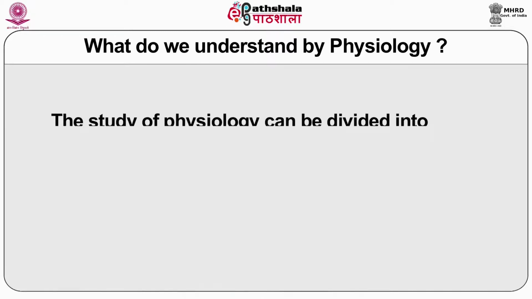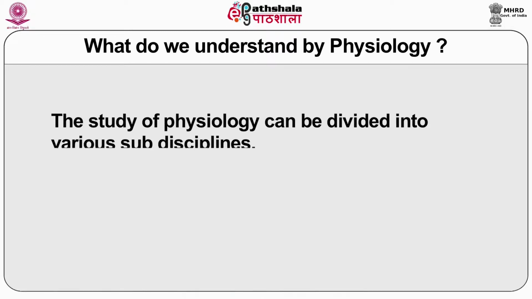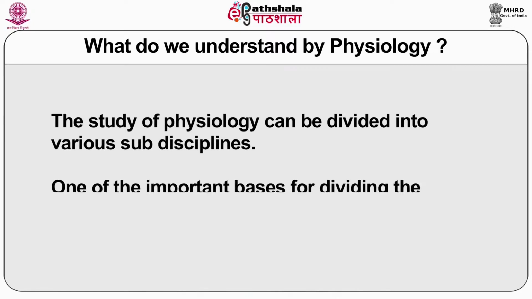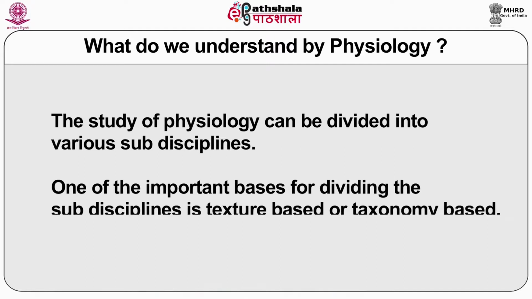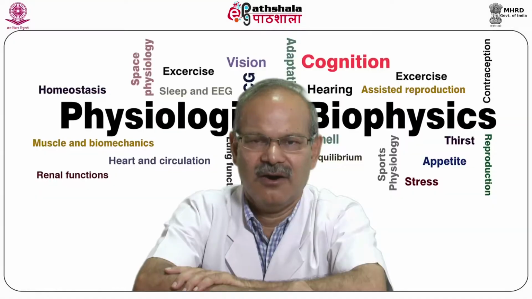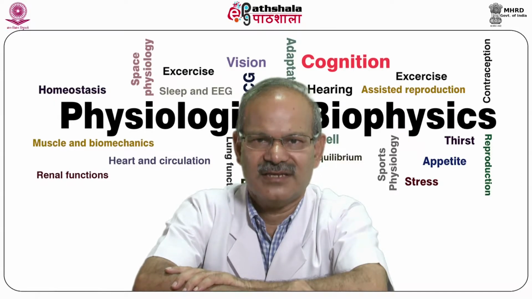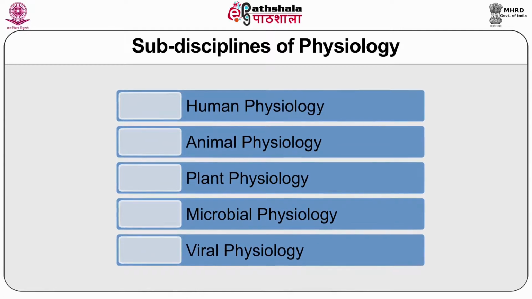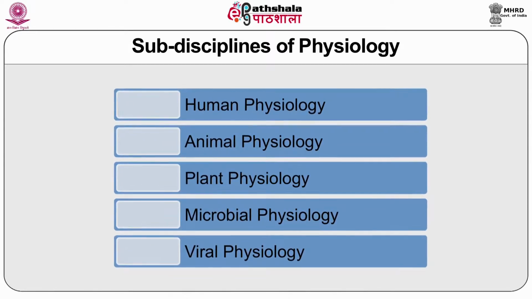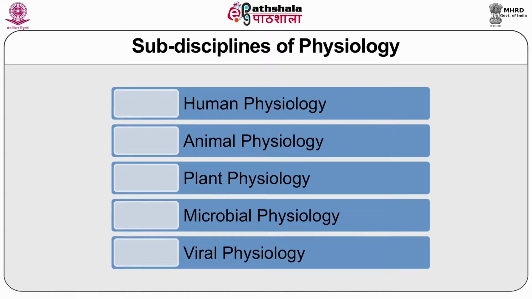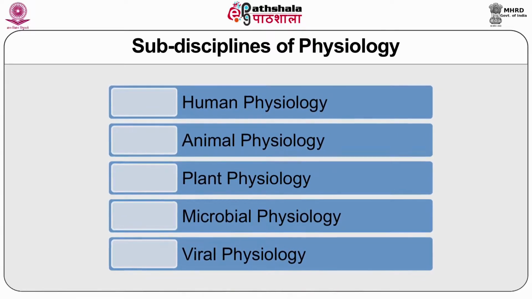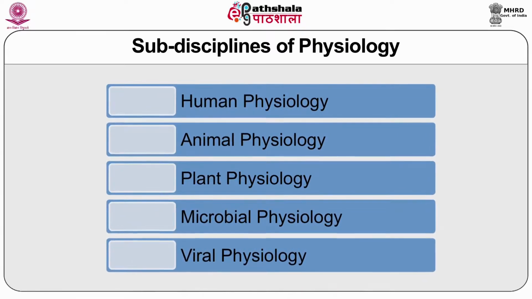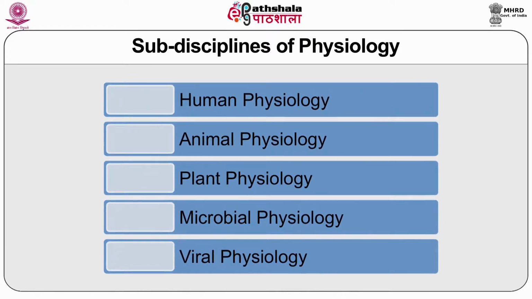The study of physiology can be divided into various subdisciplines. One of the important bases for dividing the subdisciplines is taxa based, or taxonomy based, or in simple terms classification based. The subdisciplines are human physiology, animal physiology, plant physiology, microbial physiology and viral physiology. All these are taxonomy based classifications.